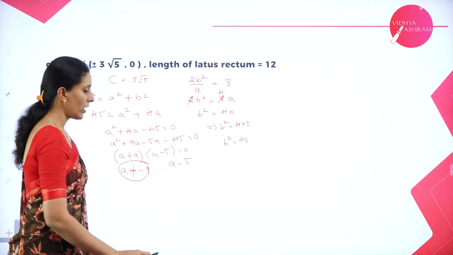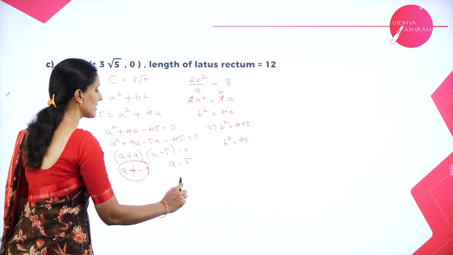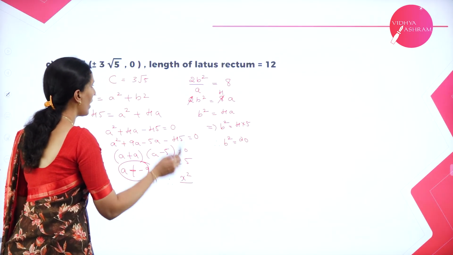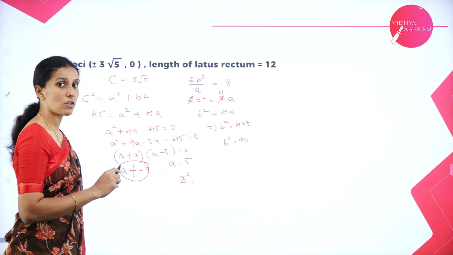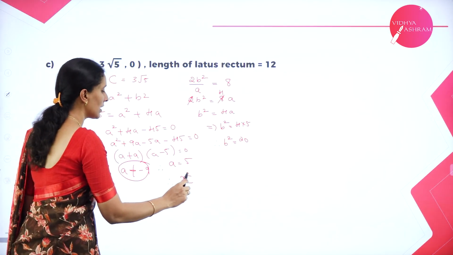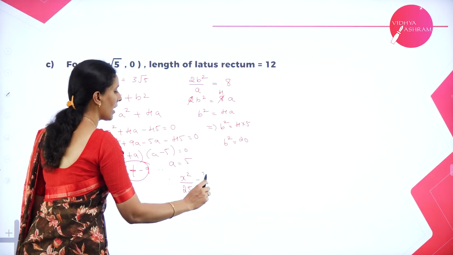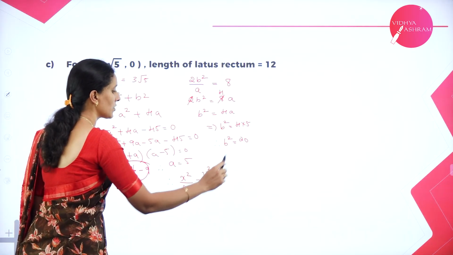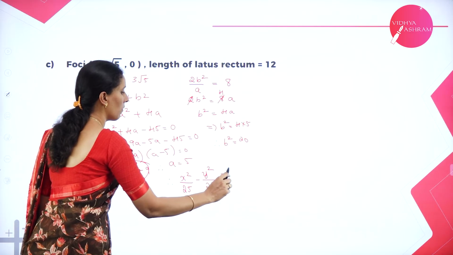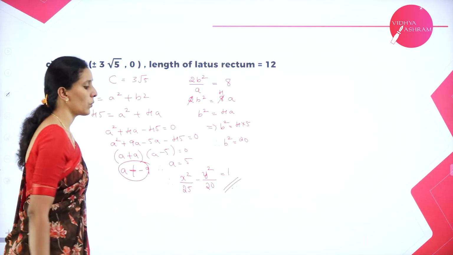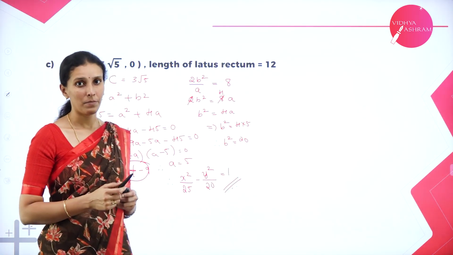Now since b square is equal to 20, what can I write as the standard equation? Clearly the transverse axis is on the x-axis. So therefore it is x square by a square, which is nothing but 25, minus y square by b square, which is 20, is equal to 1. So this is the standard equation of the given hyperbola.